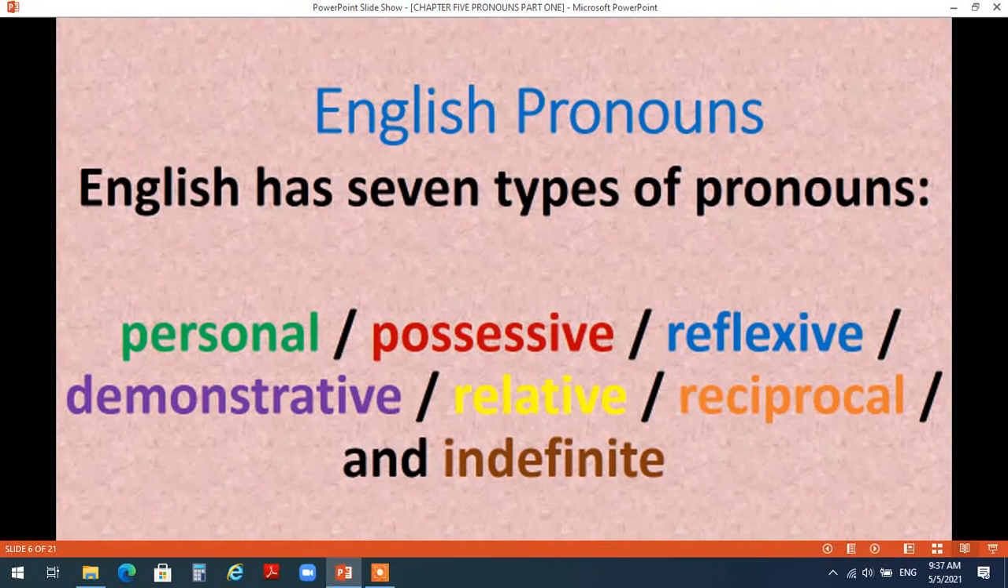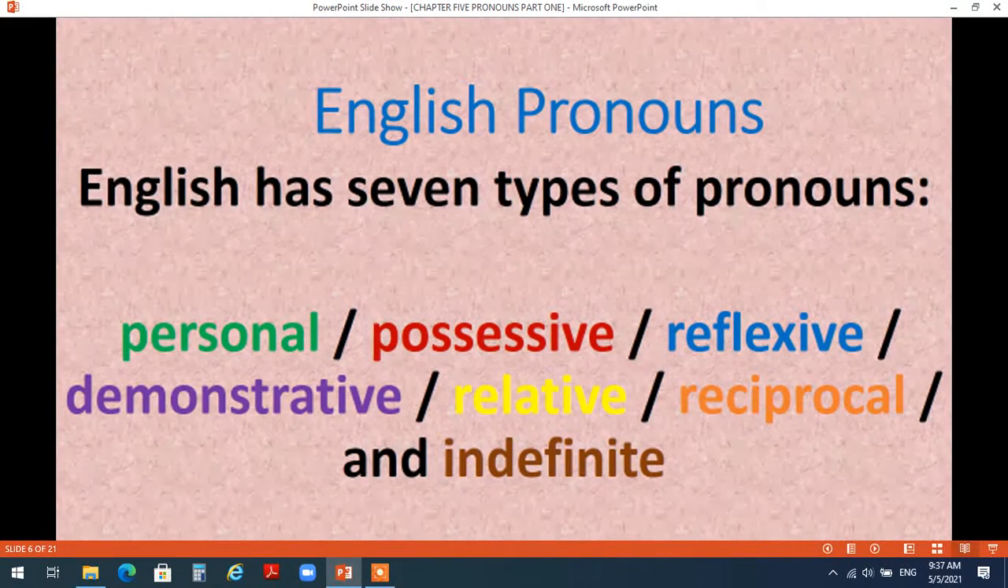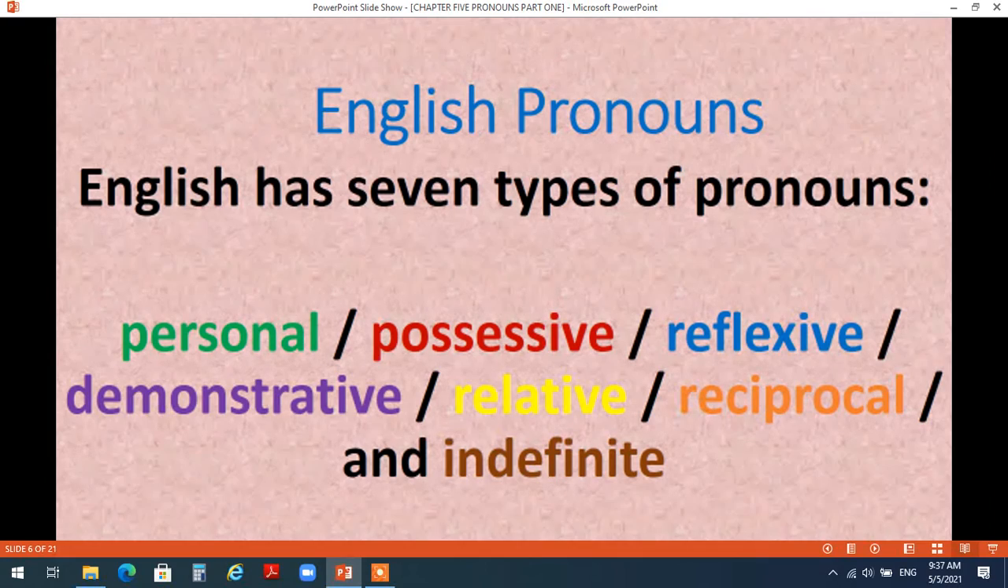Now, let's start with pronouns in English and then we will move to pronouns in Arabic. So first of all, we can say that English has 7 types of pronouns. إذن هنالك 7 أنواع من الضمائر في اللغة الإنجليزية.